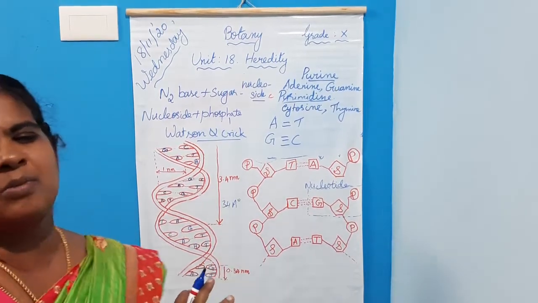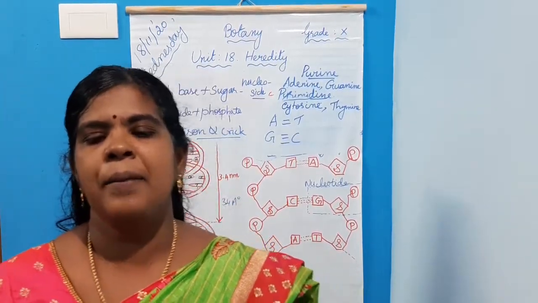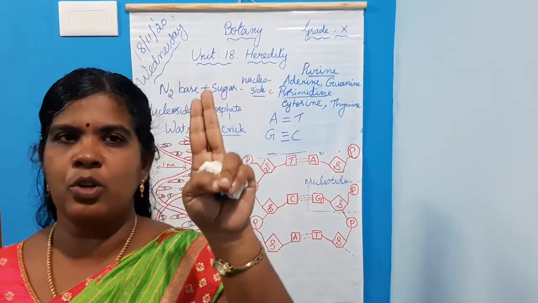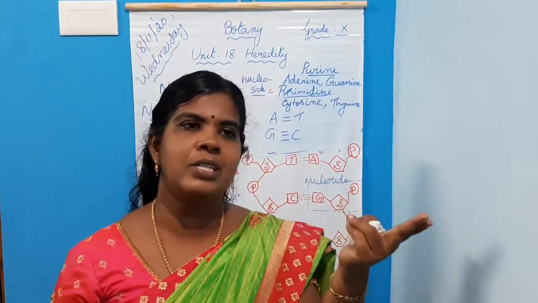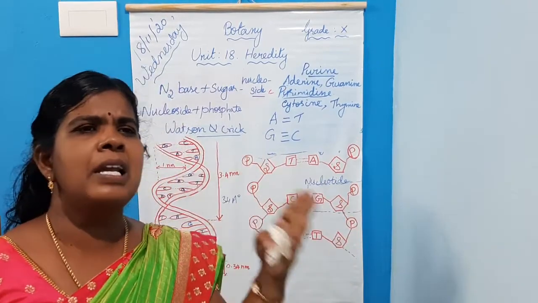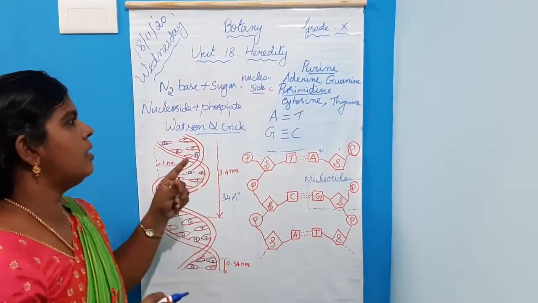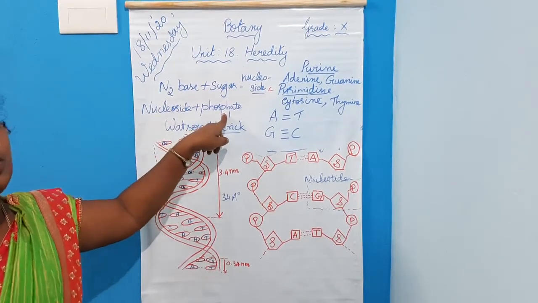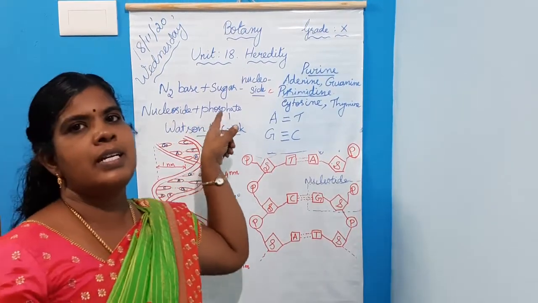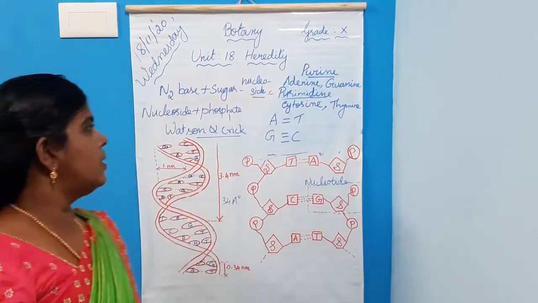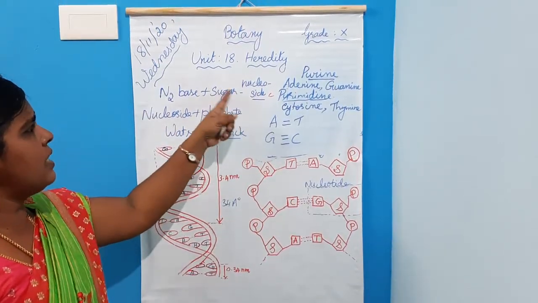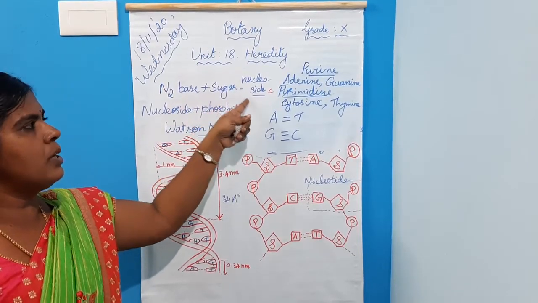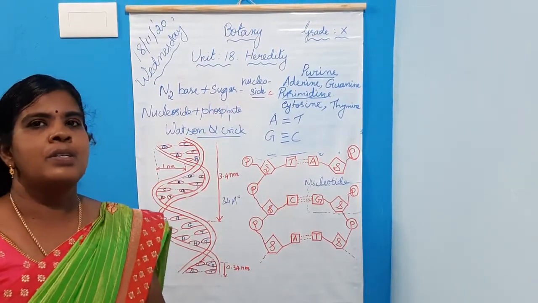This is the model of DNA. The DNA molecule consists of how many polynucleotides? 2 polynucleotides. Why is it termed polynucleotide? Because it consists of millions of nucleotides. What are called nucleotides? A nucleoside combines with a phosphate group to form a nucleotide. What is called a nucleoside? A nitrogenous base combines with a sugar molecule to form a nucleoside.